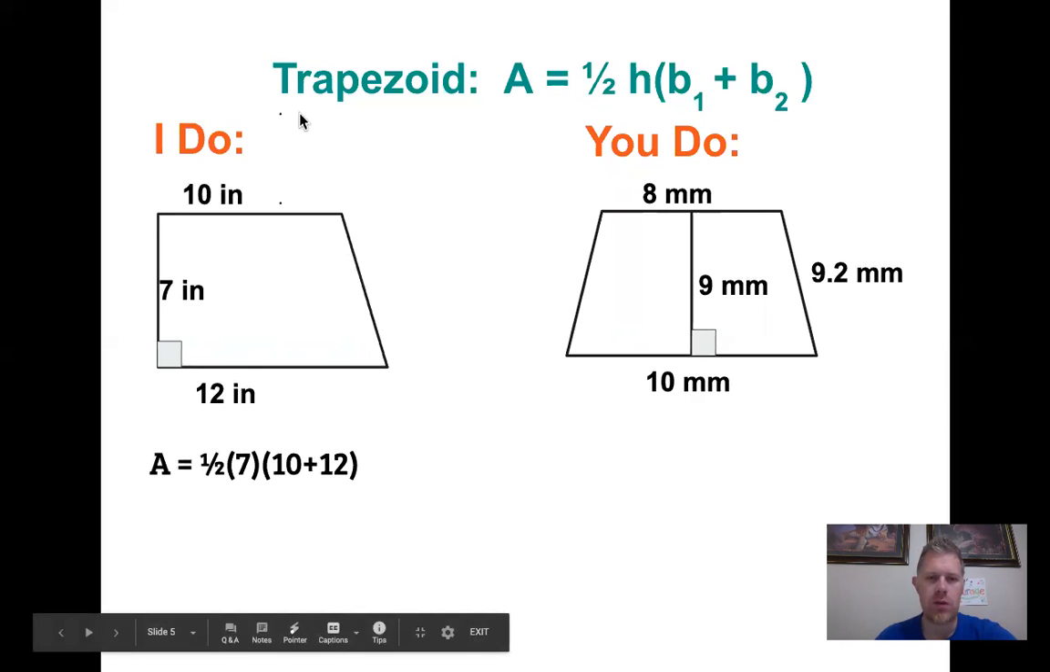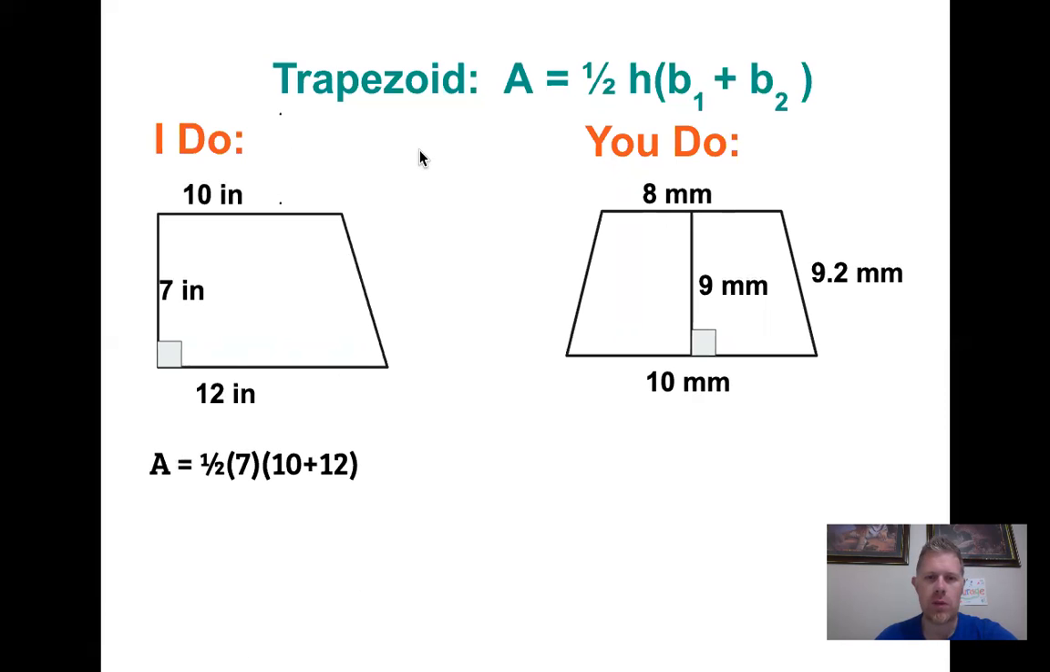And that would be, so if I take my area here, 1/2 times my height, well, you know the height is 7, that's easy. Now what about the B1 and B2? Where are we getting that from? Well, here's one base, and base 1, and here's base 2.